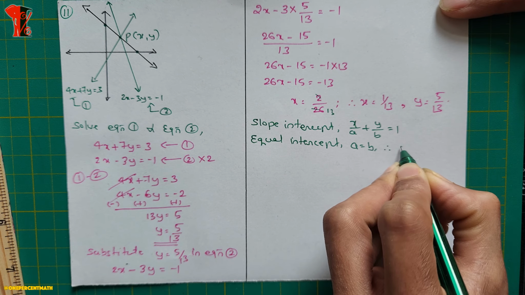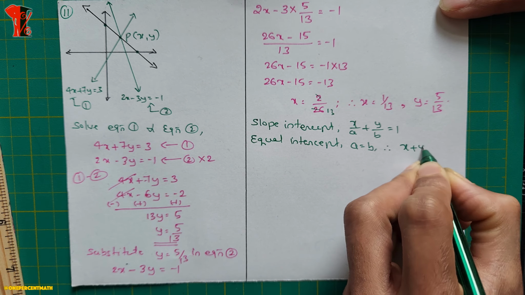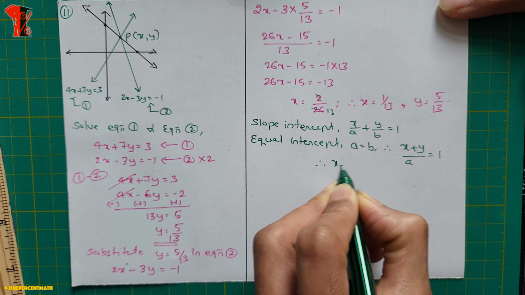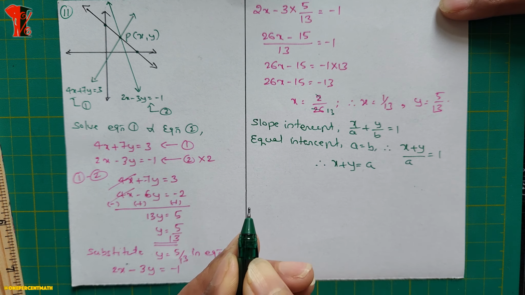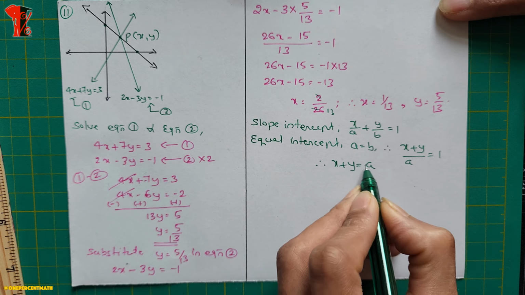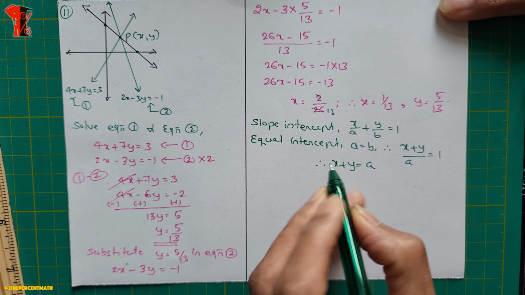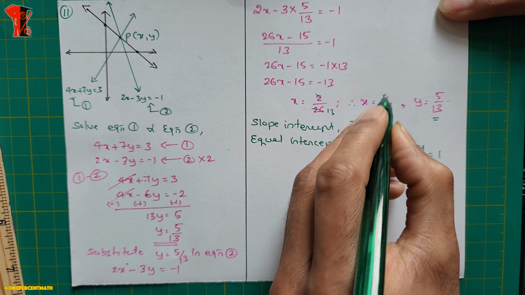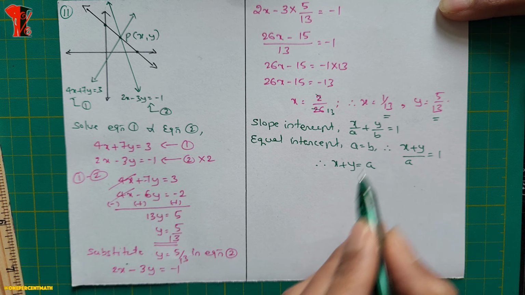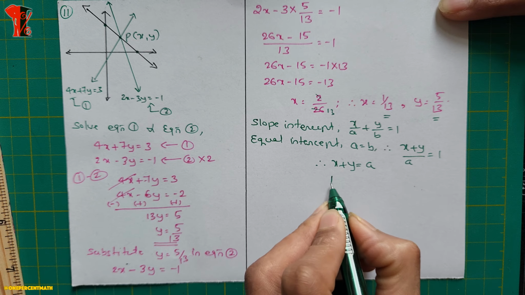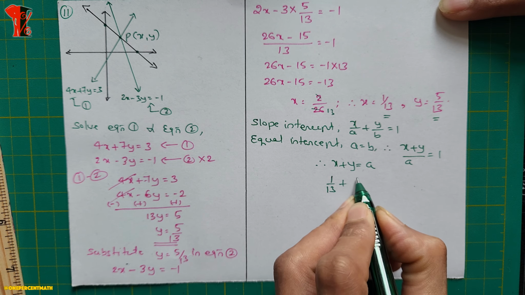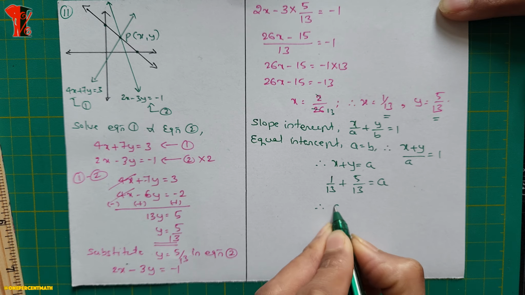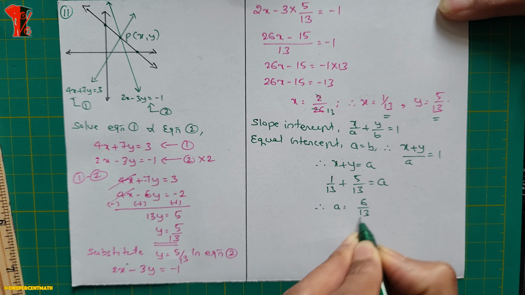So therefore what happens to the equation? The equation becomes (x plus y) by a is equal to 1. That means x plus y is equal to a, correct? Now I know the value of x and y, so I'll substitute that, okay? x is 1 by 13 and y is 5 by 13. So let's substitute over here. We get 1 by 13 plus 5 by 13 is equal to a. So therefore a is equal to 6 by 13.